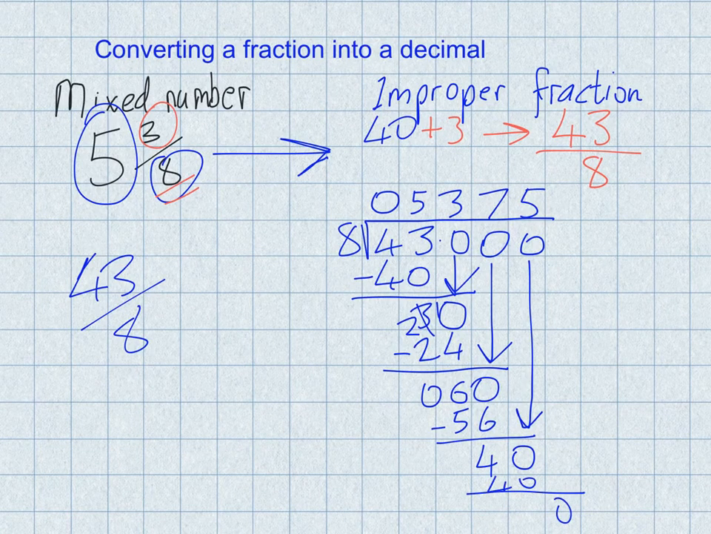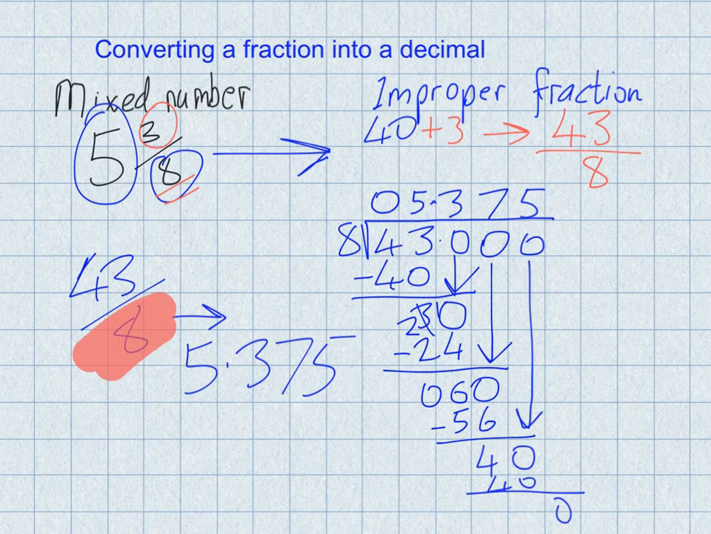Okay, so last thing I need to do is put my decimal point up where it should be here. So 43 over 8 as a decimal is 5.375. And that's how you convert an improper fraction into a decimal number, or any fraction indeed into a decimal number, by dividing the denominator into the numerator. Practice makes perfect. I hope this helps. Thank you.